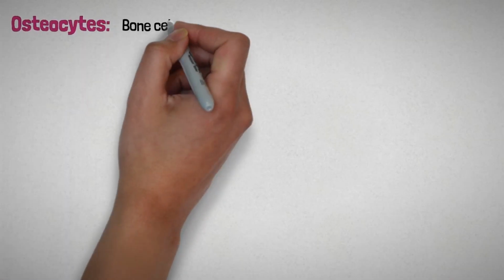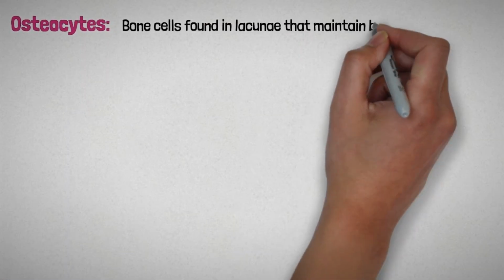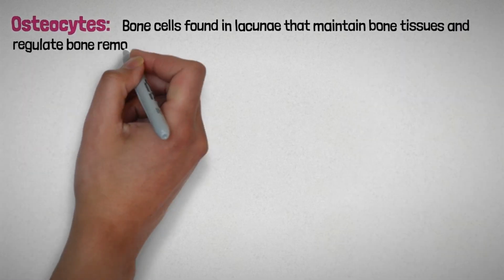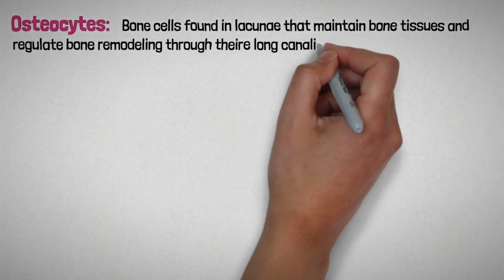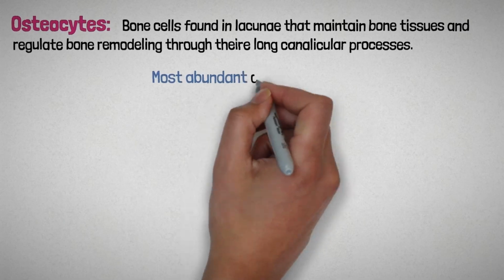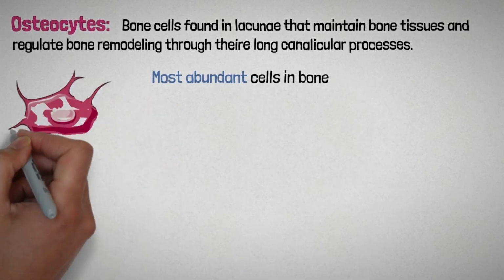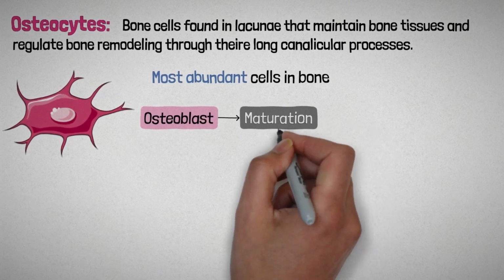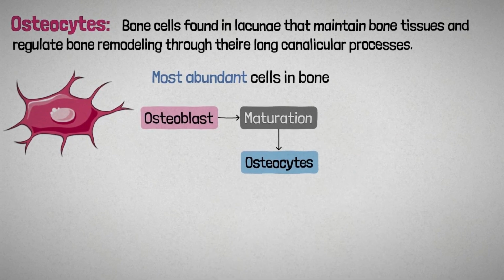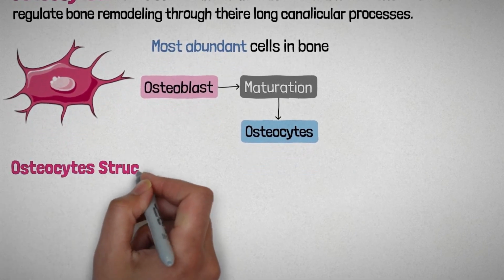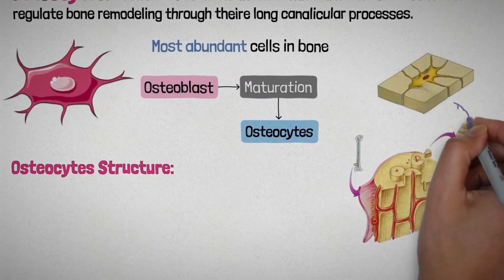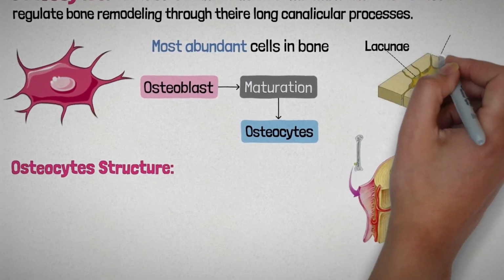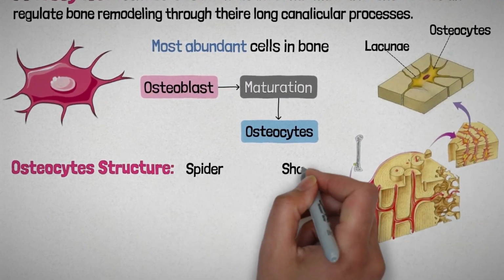Osteocytes are mature bone cells found in lacunae that maintain bone tissues and regulate bone remodeling through their long canalicular processes. These are the most abundant cells found in bone. That is, throughout the bone tissue, these cells are present in the greatest numbers. Osteocytes are the mature form of osteoblasts, but they are very different from osteoblasts in both structure and function. Osteocytes reside inside small cavities within the bone, which are called lacunae.